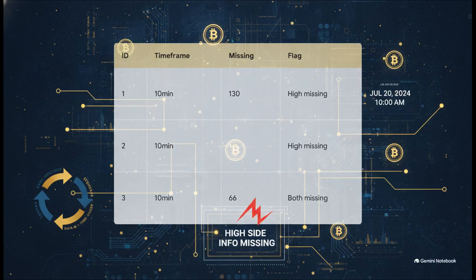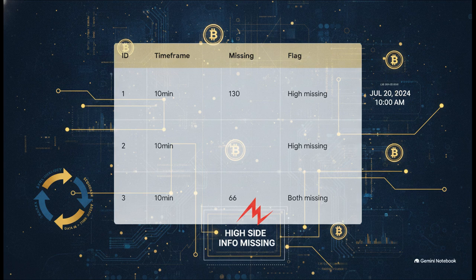Let's look at a specific case here. Notice Gap ID 1 from July 20th, 2024. The data clearly shows a missing count of 130 observations on a 10-minute time frame. Let's put that into perspective for a second. That is over 21 hours of market movement completely blacked out.